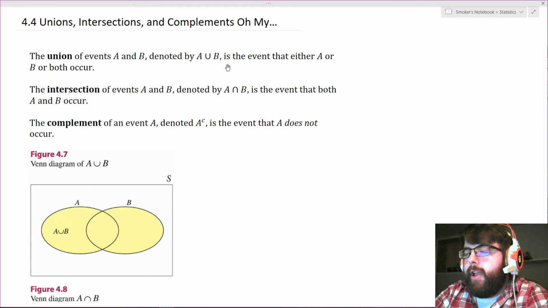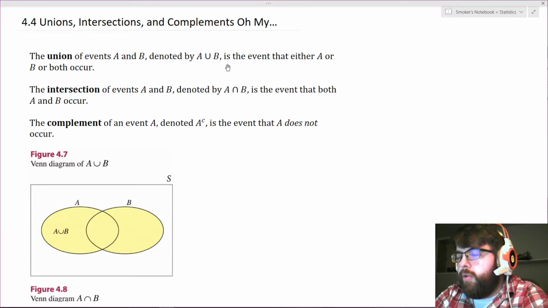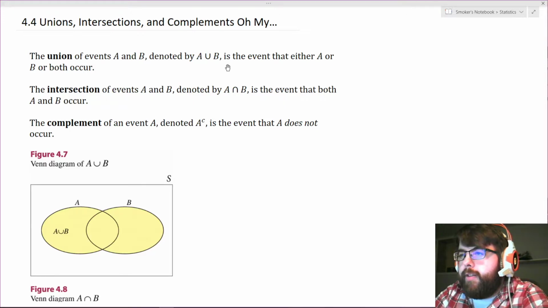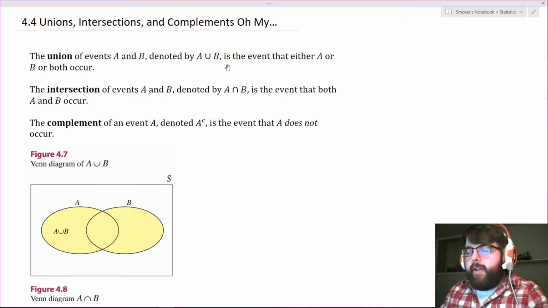The intersection, on the other hand, is the event that both occur. In the example I used, rolling a die with an even number being A, and 1, 2, and 3 being B, the number 2 would be the only value that would be in the intersection, because that would be the only number that meets both A and B. Hopefully that's making sense.